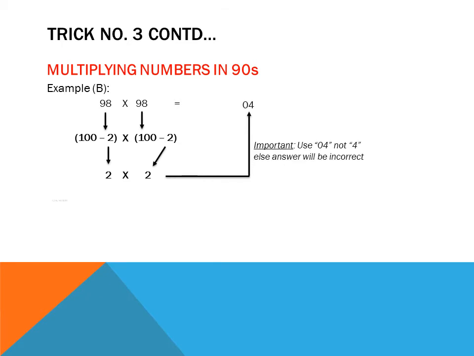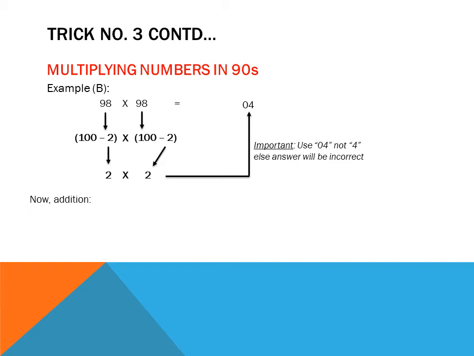Okay, so please be careful in this case because 2 into 2 is 4, but we have to use 04 because this number is like 2 digits multiplied by 2 digits. So as the numbers are in 90s, the possibility is that you will get the answer in 4 or 5 digits. So we are using 04.